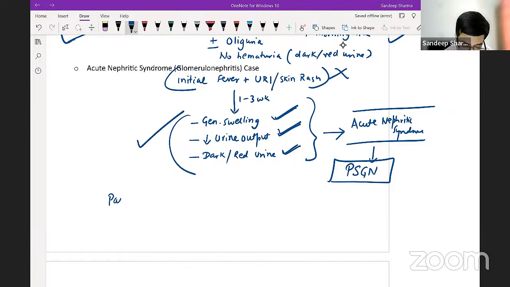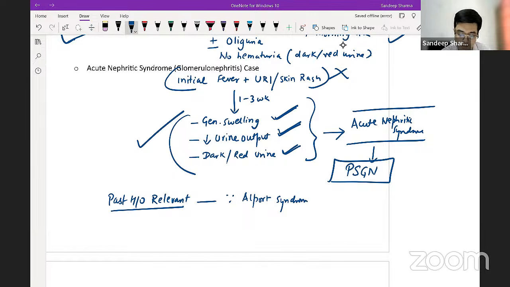In these patients, past history is also relevant, because many patients can have acute nephritic syndrome or recurrent hematuria as a manifestation of Alport syndrome. So why do you ask for past history? Alport syndrome can be a cause for similar illness of acute nephritic syndrome. It will be more episodic hematuria happening in the patient. Swelling part is usually less, and they will also have eye involvement and sensorineural hearing loss present in the patient.